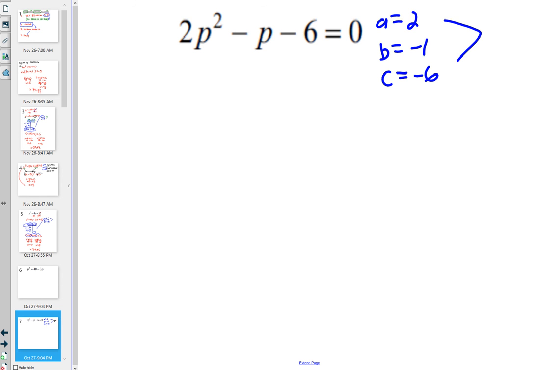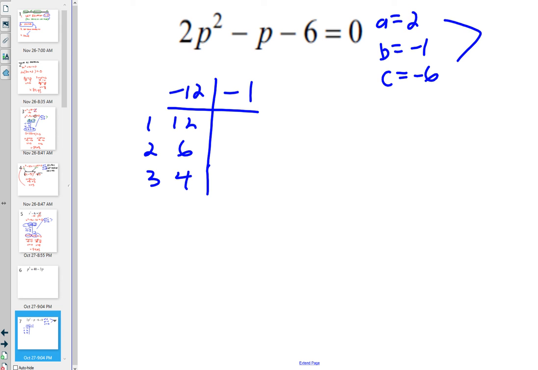All right, so what is 2 times -6? -12, and then -1. So all the numbers I can multiply to get 12 are 1 and 12, 2 and 6, 3 and 4. For the second time today. Yes. Sorry.